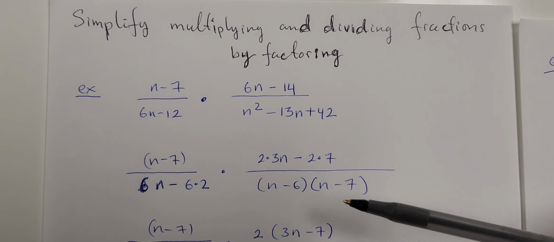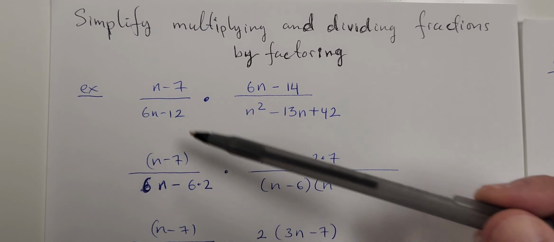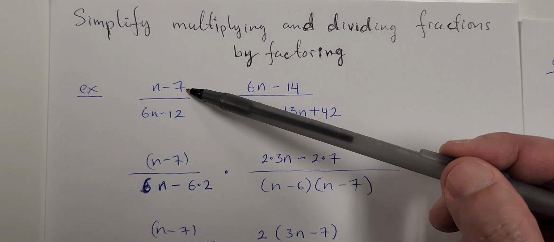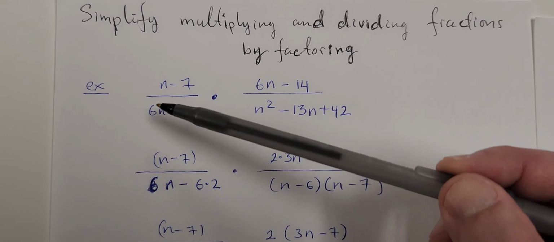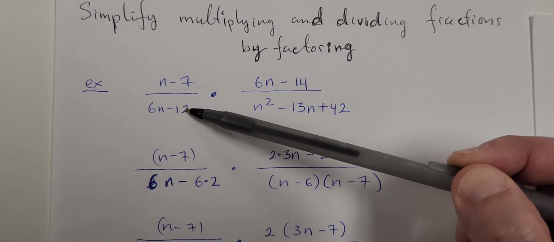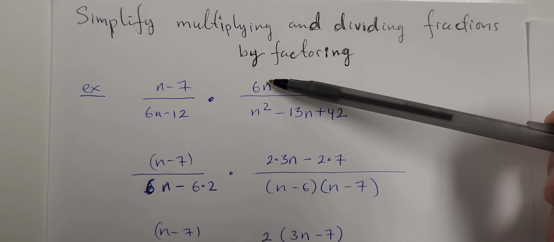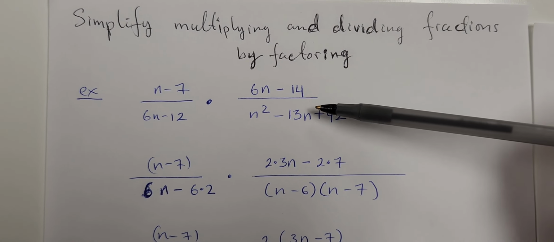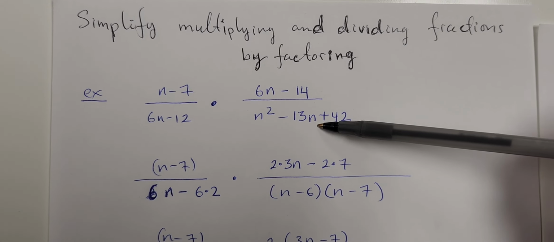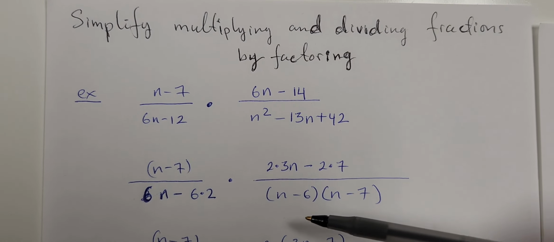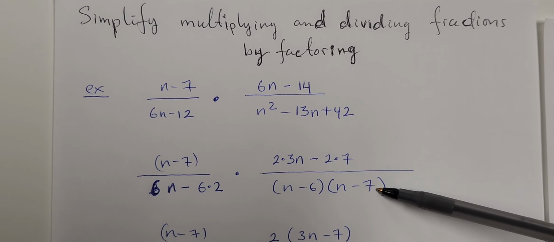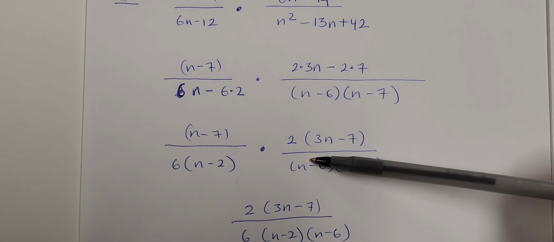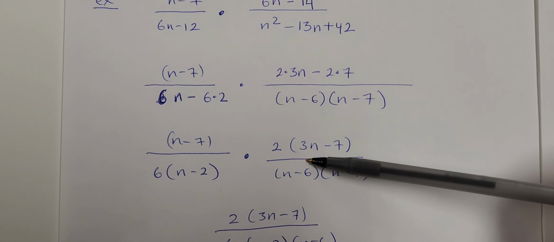Okay, so one more time. Find the factors for each of these. Okay, so this is already factored, leave it alone. Leave the 6 alone. 12 is 6 times 2. 6n is 2 times 3n. 14 is 2 times 7. And the factor for n squared minus 13n plus 42 is n minus 6, n minus 7. Okay, next, from this step down to here, we take out the common factors.